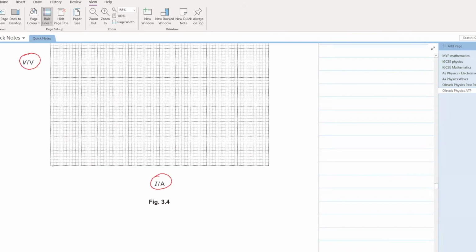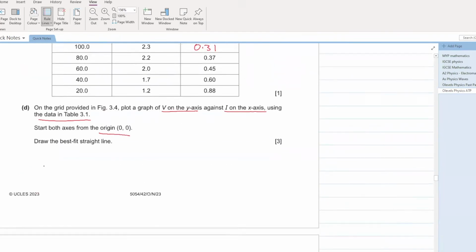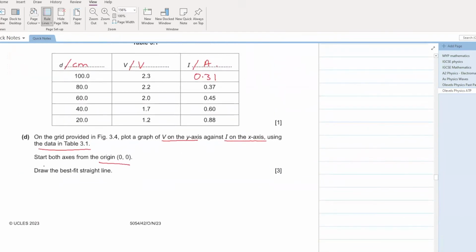Okay. You have to start from origin. So let's say this is 0. I think this is an easy graph. The examiner has done most of the part for you. Now you have to draw voltage on the y-axis, current on the x-axis. Now let's choose a scale for the x-axis. Let's do the thing that we have been doing since eternity.